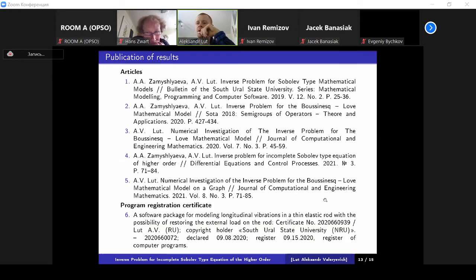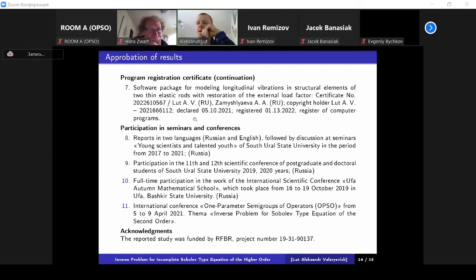During the course of the two studies, five articles were published in English language in indexed scientific journals, and two certificates of registration of the computer programs were received, 1 and 2. All results were repeatedly reported at various conferences and seminars.